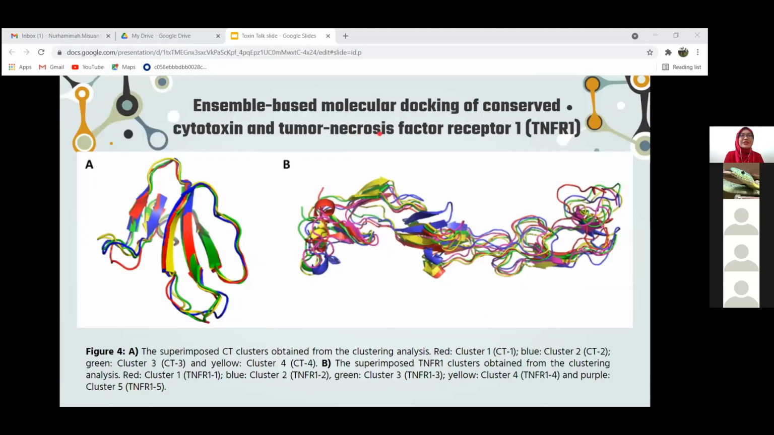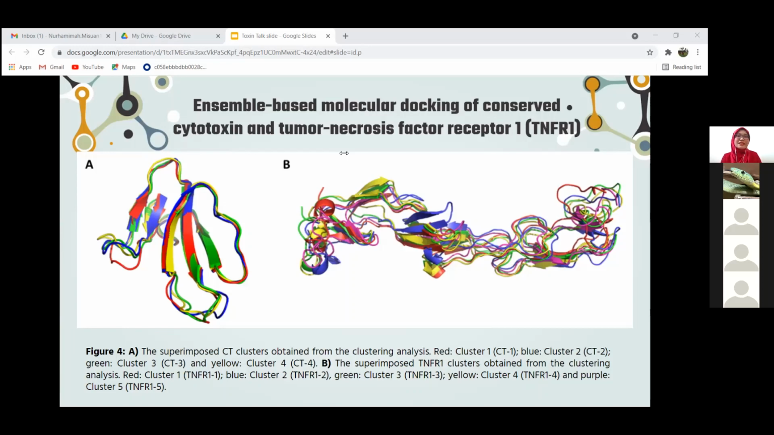So based on the molecular docking selection of potential death receptor, we determined that TNFR1 was the most compatible receptor with CT. So we do the ensemble-based screening of CT and TNFR1. It was performed with molecular dynamics simulation, followed by the RMSD-based clustering analysis, before we subjected it again to protein-protein docking to determine the best ensemble conformation. The selection criteria were the same as the selection of the best death receptor, except we omitted the characteristic of the death receptor and the number of functional loops involved since TNFR1 was already selected.